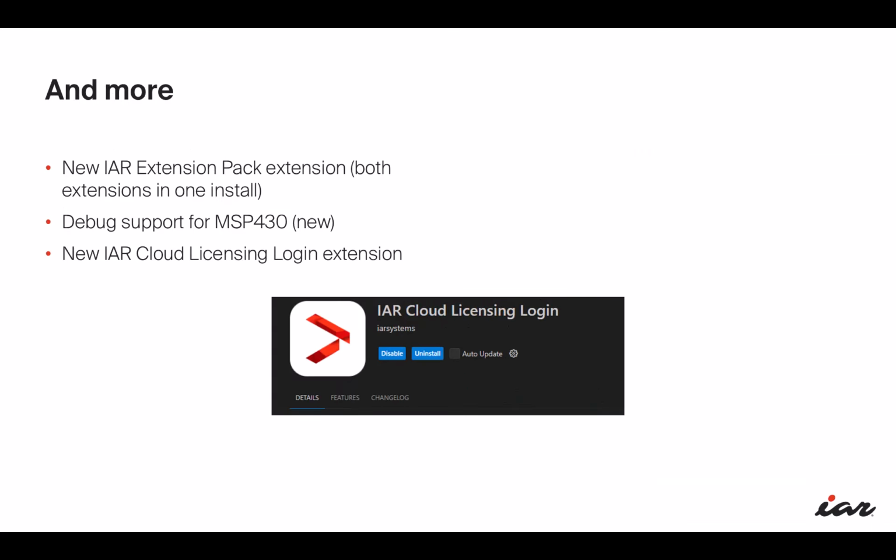And finally, this is what more we added. We have a new IAR extension pack extension. That means that you can install both extensions at once. Before, you had to install them separately. So it's up to you if you just use the build extension or just the debug, or if you want to install both at once, it's now available. And we also added support for debugging MSP430. That was not available before. And connected to our new IAR Cloud Licensing, there is now an extension that also makes it possible to use the named users directly from VS Code.